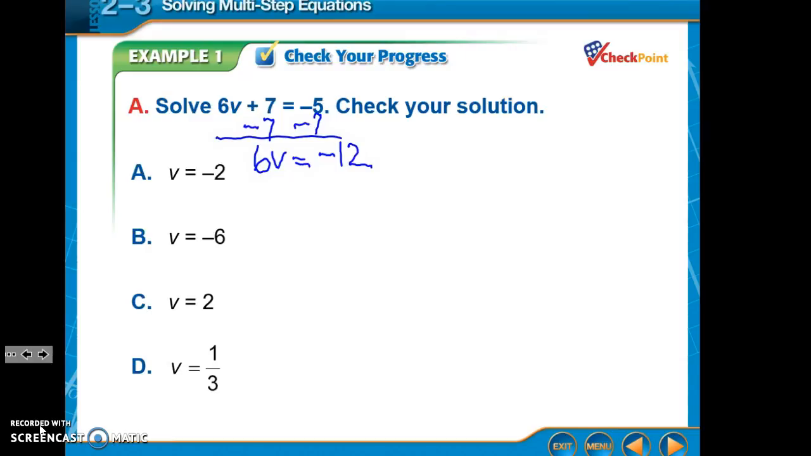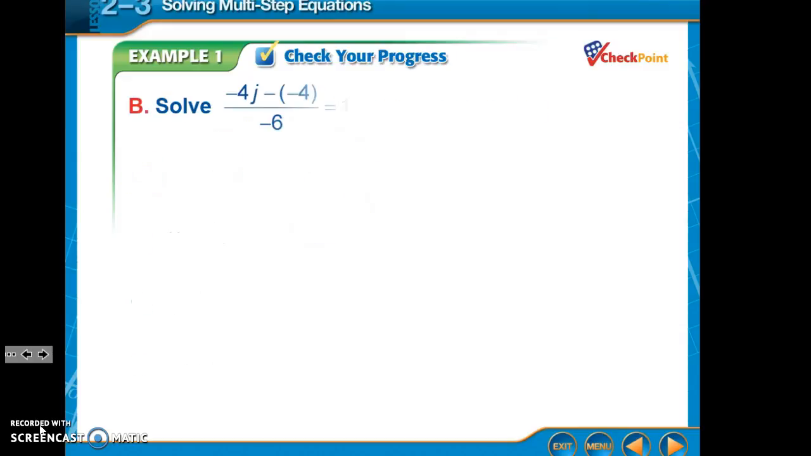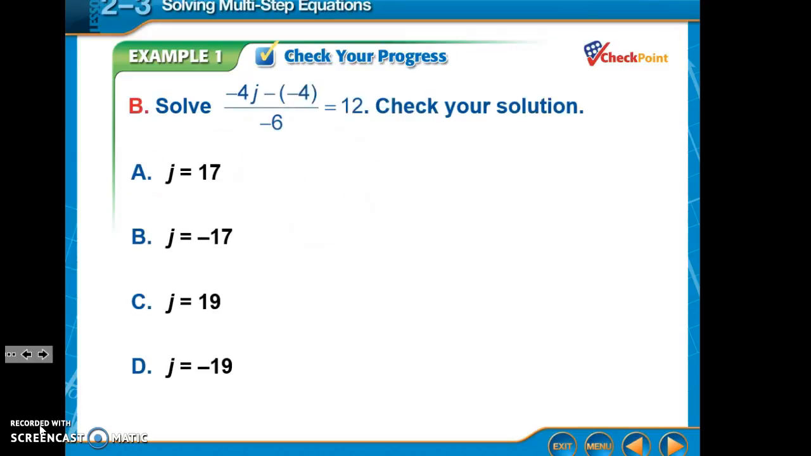6 and v are attached, so we need to separate them by dividing. So we get v equals negative 2 for A. Is that what you got? Yeah. Alright, so let's do another check your understanding.